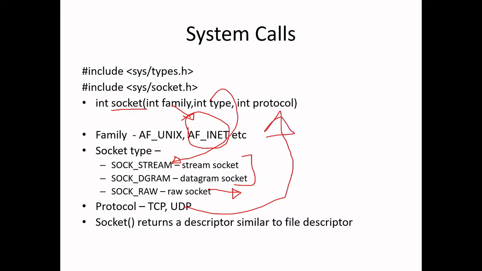So in order to create a socket, this is the system call, along with the parameters you have to give. And what it returns is an integer, which is actually a file descriptor. Just like when you open a file you get a file descriptor, similarly when you create a socket you also get a file descriptor, and later we'll be using this file descriptor in all other system calls.